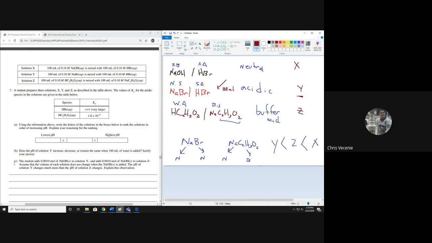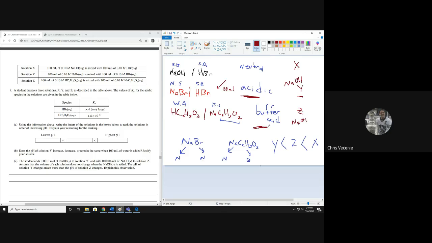All right, so now into C, it says the student adds 0.0010 moles of NaOH to solution Y. So we add NaOH to solution Y and 0.100 NaOH to solution Z. So we add NaOH to both these bottom two here. And it wants to know, assume the volume doesn't change. The pH of solution Y, this guy, changed a lot more than this guy. All right, explain the observation.